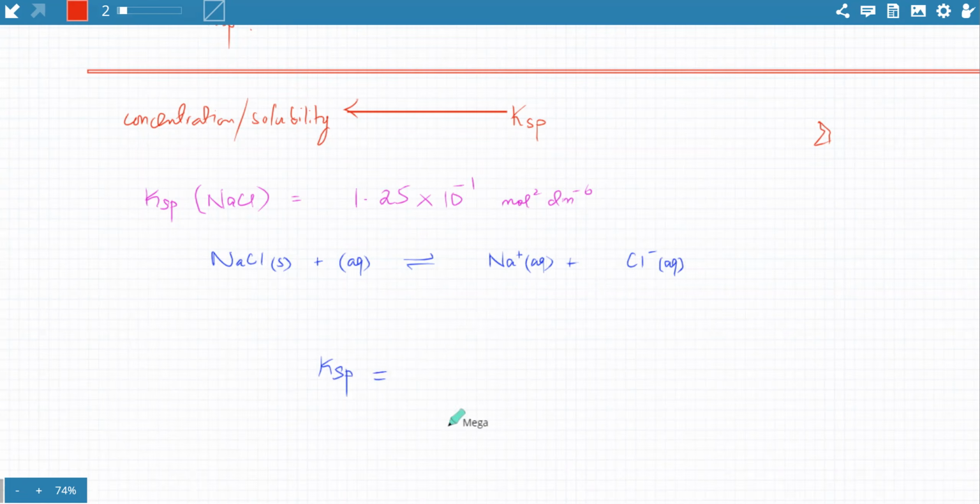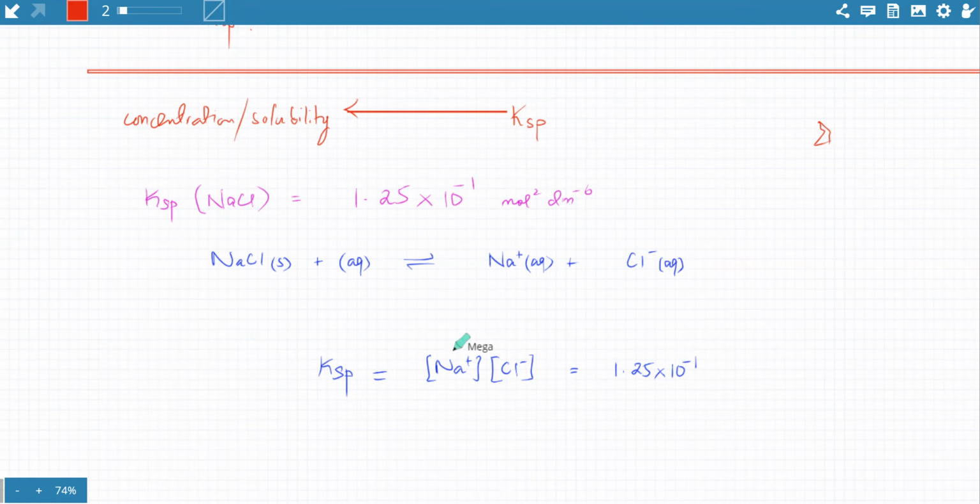So that's the equation, and the expression for Ksp in this case is sodium ion concentration into Cl ion concentration. That's it. And the value is given. The value of Ksp is already given as 1.25 times 10 power minus 1. So that's already with us.